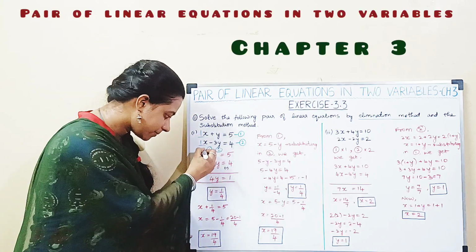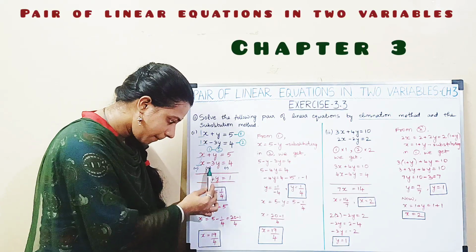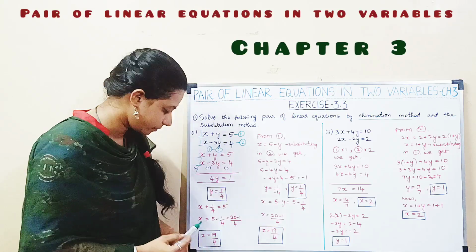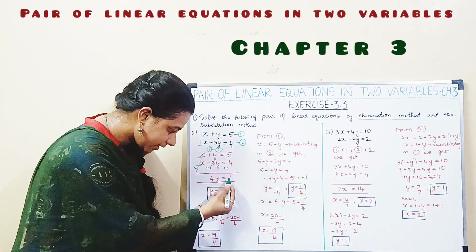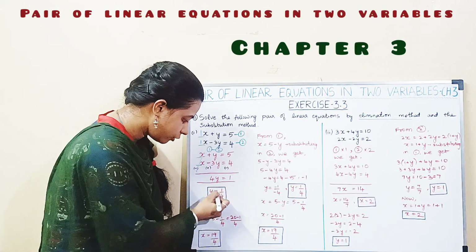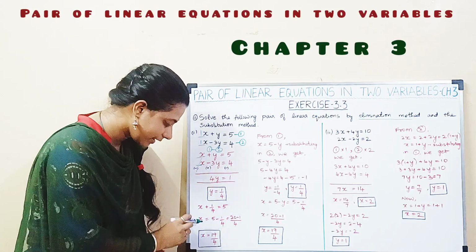So x minus x will get cancelled, and coming to the y part, y plus 3y, we will get 4y, and 5 minus 4 is 1. So we will get y equal to 1 by 4. This is the y value. For getting the x value, we will substitute the y value in any one of the two equations and we will get the answer.